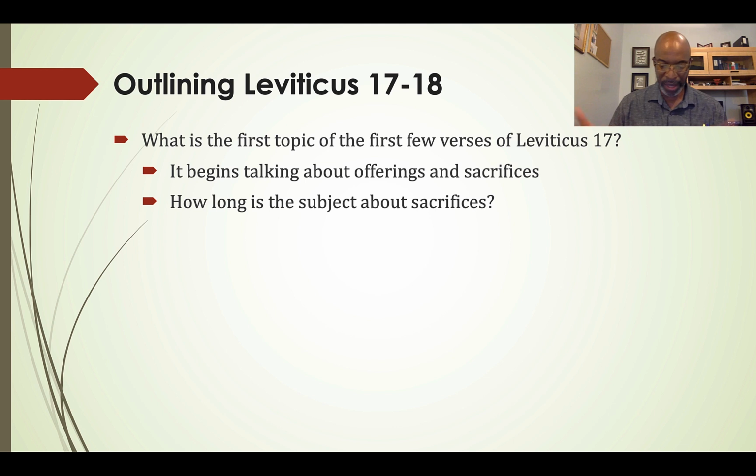And the Lord spoke to Moses, saying, "Speak to Aaron and his sons and the children of Israel, and say to them, this is the thing which the Lord commanded, saying, Whatever man of the house of Israel who kills an ox or lamb or goat in the camp, or who kills it outside the camp, and does not bring it to the door of the tabernacle of meeting to offer an offering to the Lord before the tabernacle of the Lord, blood guilt shall be imputed to that man."